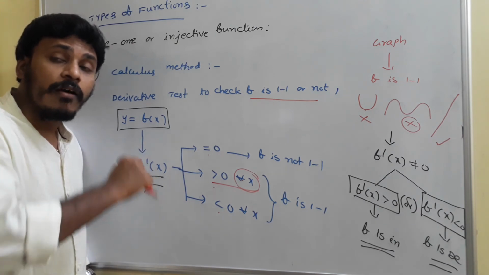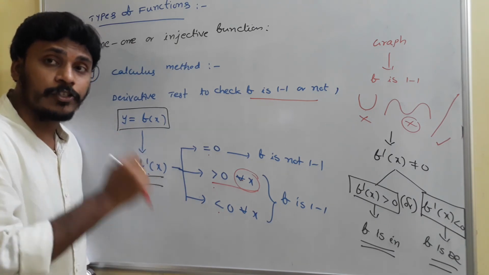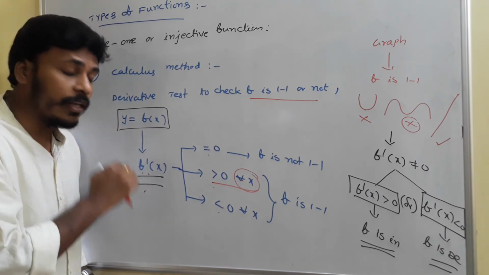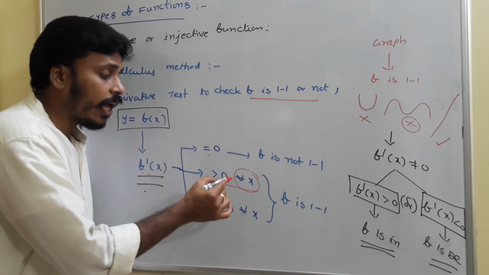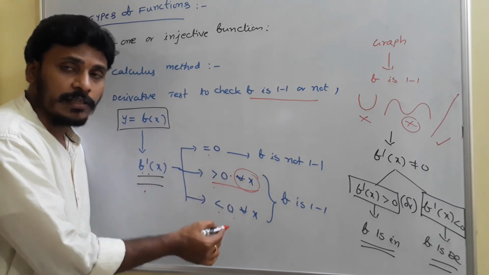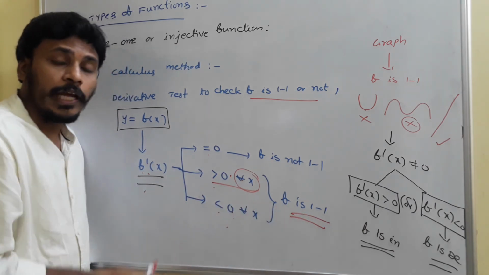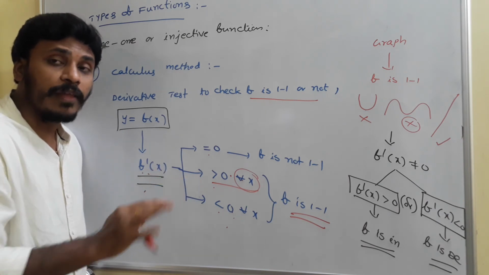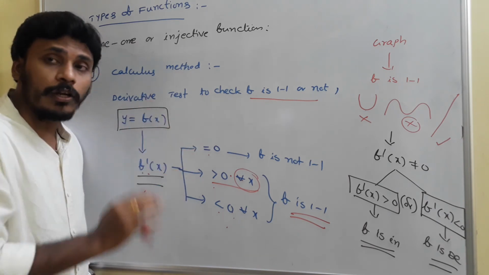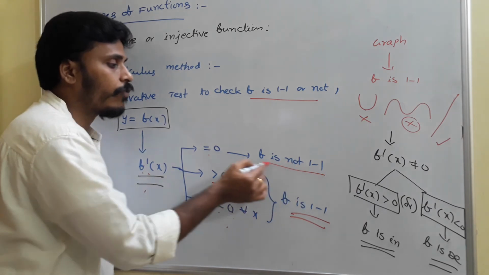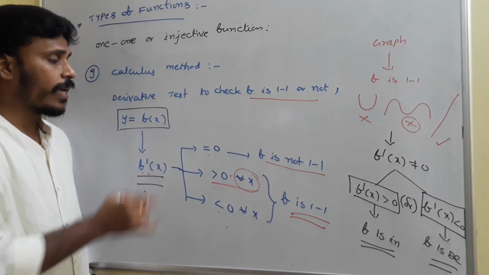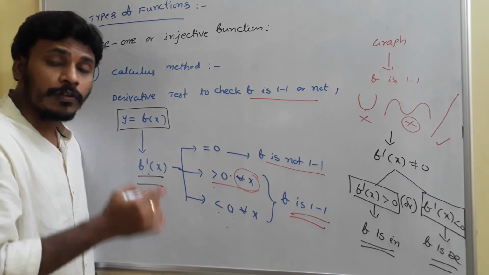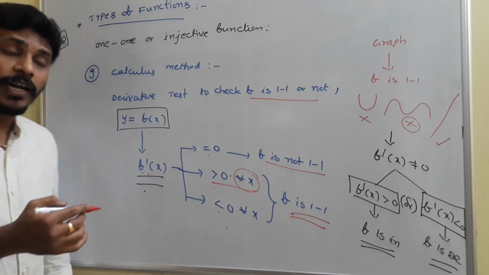Okay, for all values of x, if the derivative is greater than 0, that means the derivative is always positive, or if the derivative is always negative, then in those two cases we say that f is 1-1. If the derivative is sometimes positive, sometimes negative, sometimes 0, the behavior is not in a particular way, then we say that f is not 1-1. So the calculus test is simply that we need to calculate the derivative, and after that we need to think whether it is always greater than 0 or not.